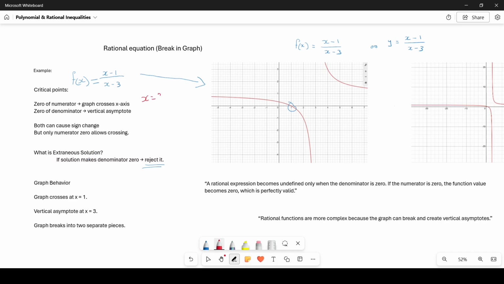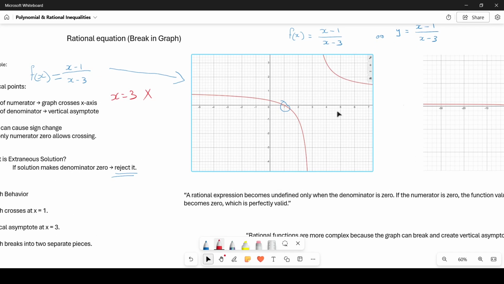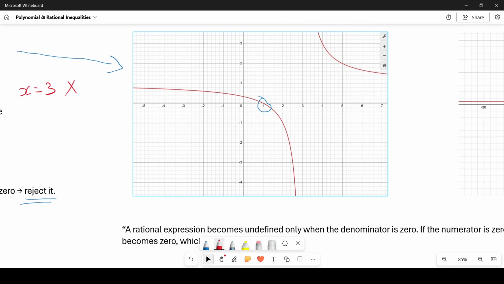X is equal to 3 is an extraneous solution, so we cannot consider this. The value which makes the denominator 0 we call a vertical asymptote. Vertical asymptote means the point x is equal to 3. Here, just analyze the point. X is equal to 3 here. See, this is the point where the function has no solution.